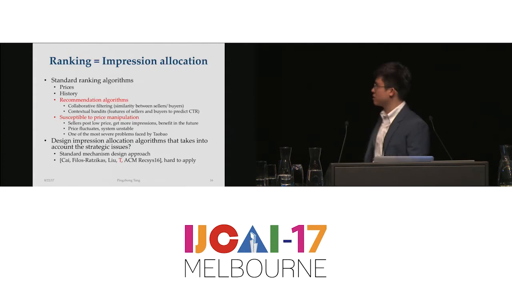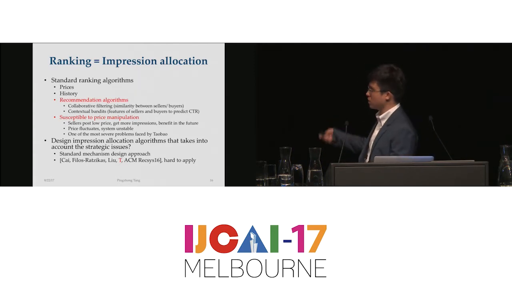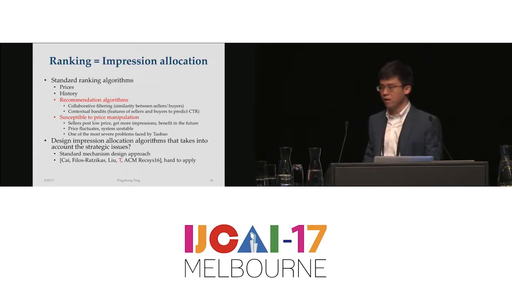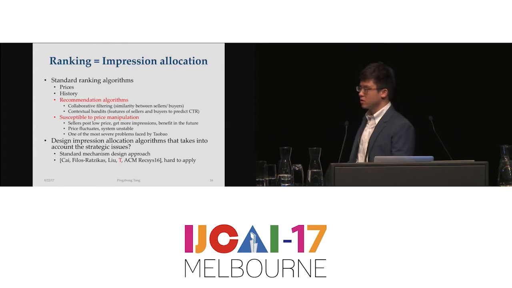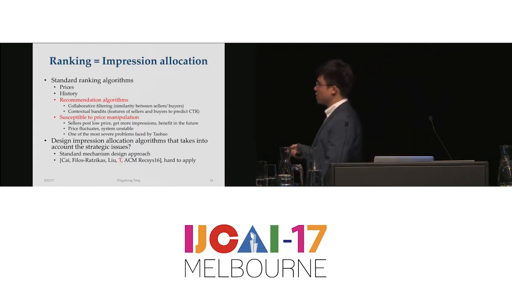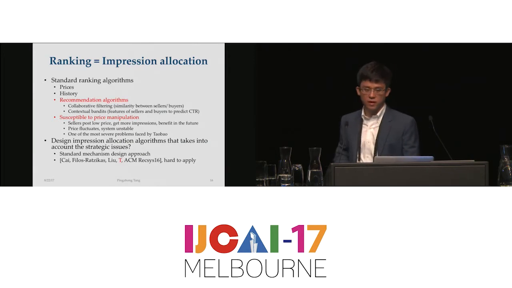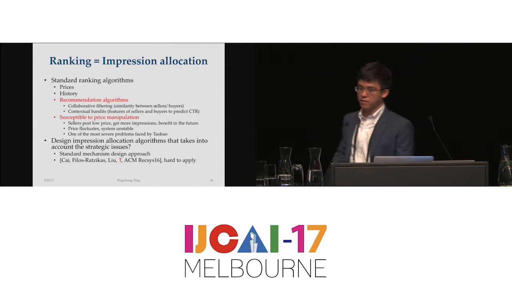So the current industry practice is that they use recommendation algorithms to handle this kind of ranking problem. Some websites use collaborative filtering, and a lot of other sites use the so-called contextual bandit, which uses features of the buyer and sellers to predict CTR. All these solutions suffer from a very important game-theoretical problem called susceptibility to price manipulation. It is widely observed on Taobao that sellers intentionally post a very low price, even lower than their cost, to get more impressions today, which will help them rank higher and get more impressions tomorrow, because this algorithm takes price very seriously. So if your price is low, you have a high probability of getting ranked higher.